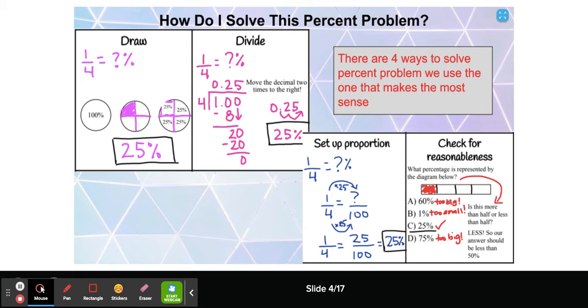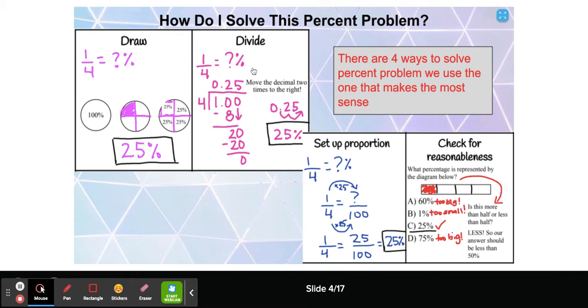So today we're going to talk about the different ways we can solve a percent problem. Either we draw our images, because we know percents are always out of 100. That's why this whole shape is out of 100, and if I cut it into 4 squares, each square is 25%. So this is one way to represent that.